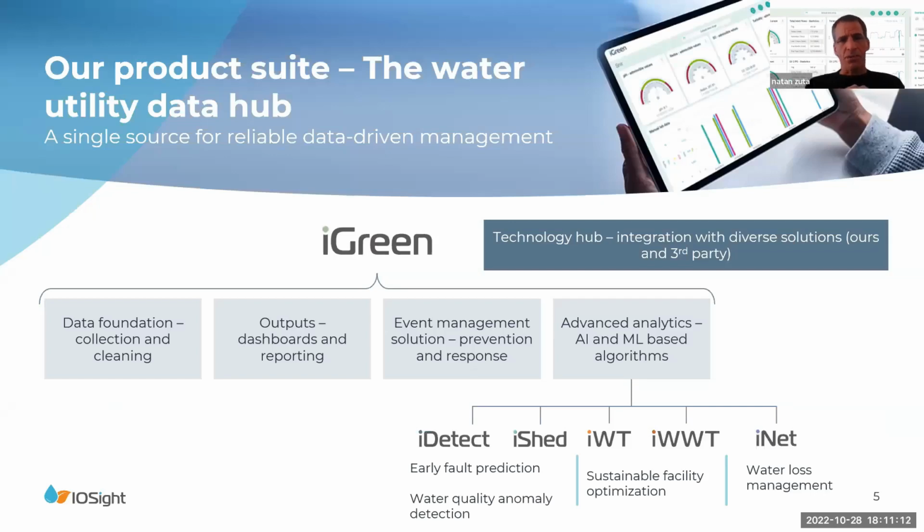So a bit about our solution. iGreen is our core solution suite. It's a software solution that is comprised of 4 elements: the data foundation, the outputs, the reporting, the event management and task management, and the advanced analytics. Data foundation means that we can collect data from practically everything. We cleanse the data, we arrange the data, we store it, model it. That's the first layer, which is significant.